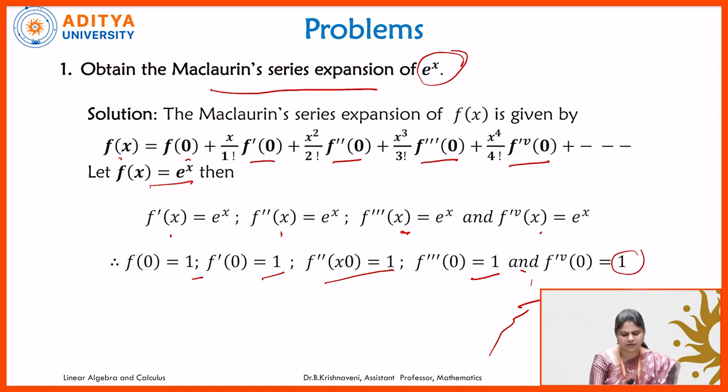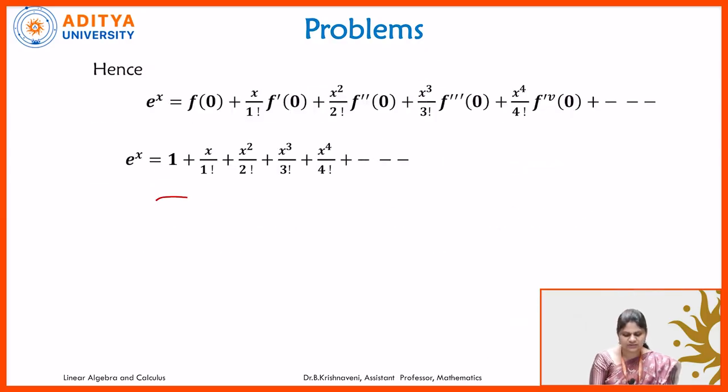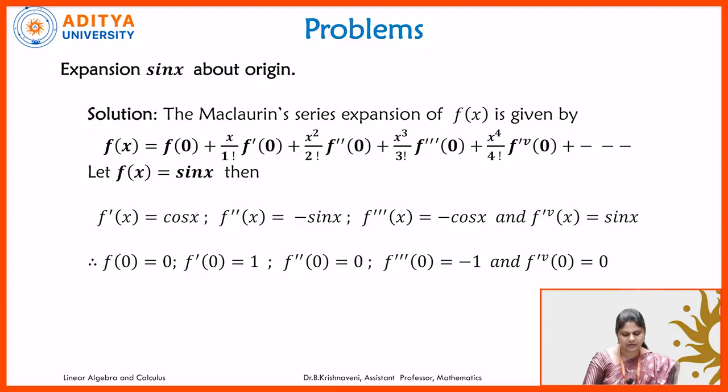Substituting in the above series, we got f of x, that is e power x, is equal to 1 plus x by 1 factorial into 1 plus x square by 2 factorial into 1 plus x cube by 3 factorial into 1 plus x power 4 by 4 factorial into 1, which gives the final series: e power x is equal to 1 plus x by 1 factorial plus x square by 2 factorial plus x cube by 3 factorial plus x power 4 by 4 factorial plus so on. So this gives the Maclaurin series expansion of the given function e power x.